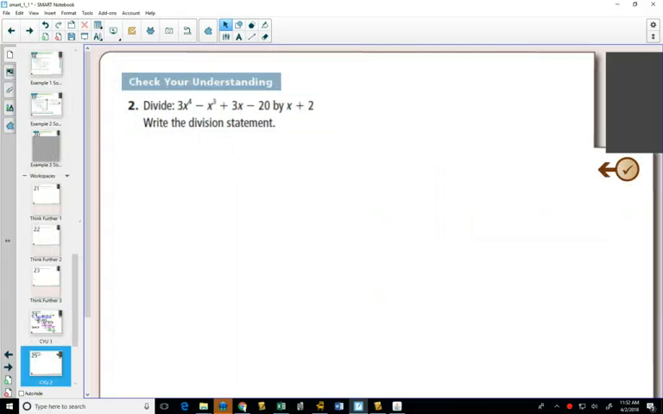it says divide 3x to the 4 minus x cubed plus 3x minus 20 by x plus 2, also to write the division statement. And in this example, we introduce another thing that comes up with polynomials that doesn't come up with numbers, right? In numbers, you never have this problem. No one ever decides to write 107 like this. Oh, I'm just not going to write the 0 because 0 means nothing. If I leave enough space there, you'll just know that that means 107, right?